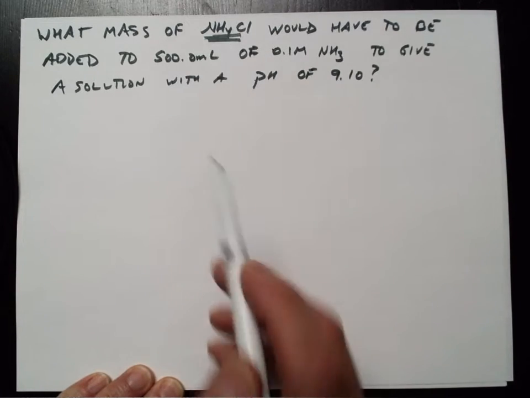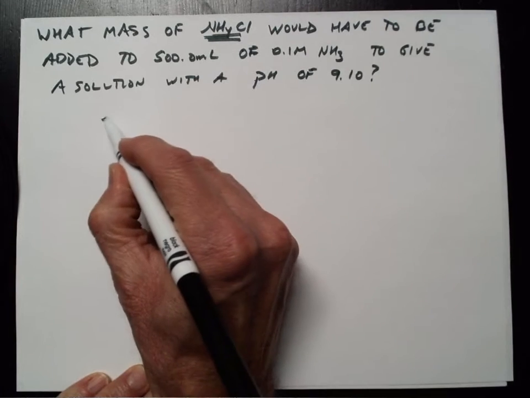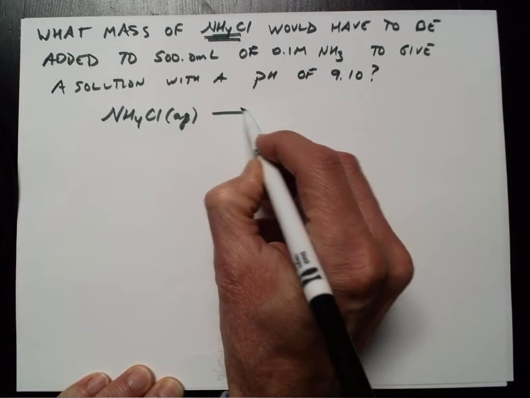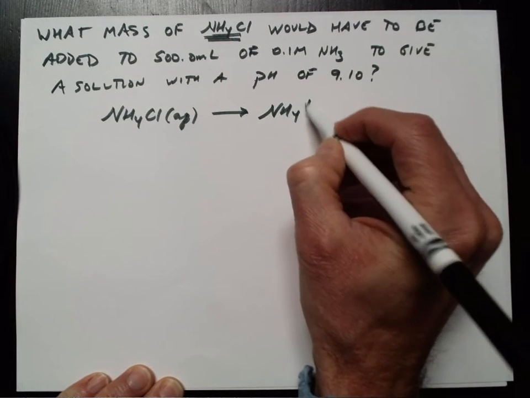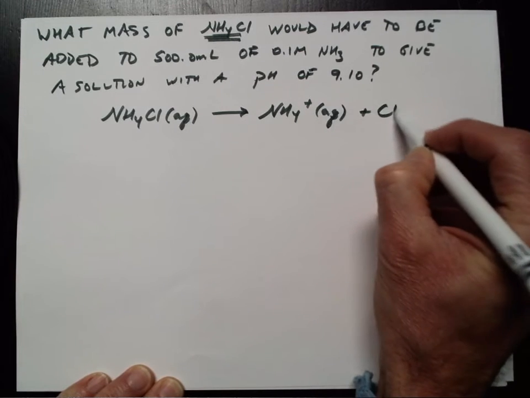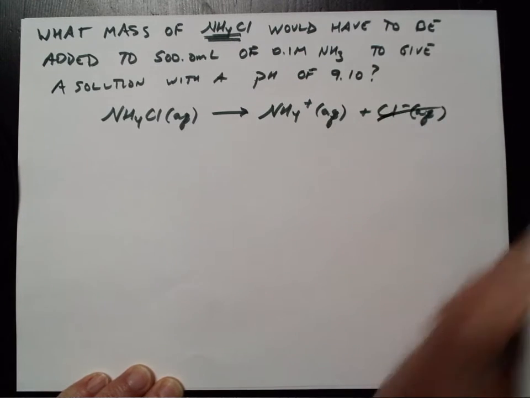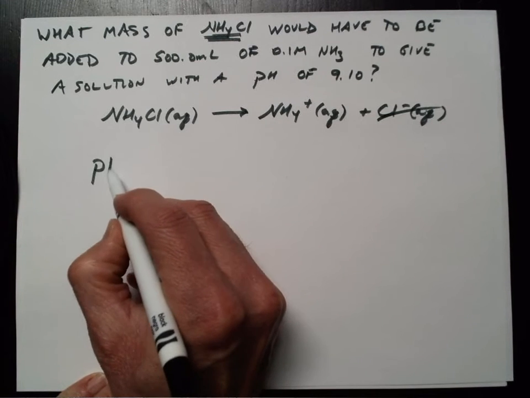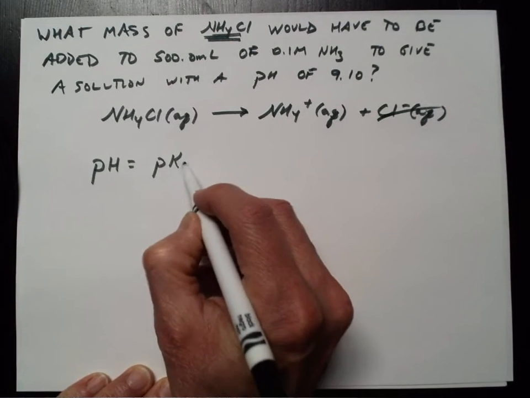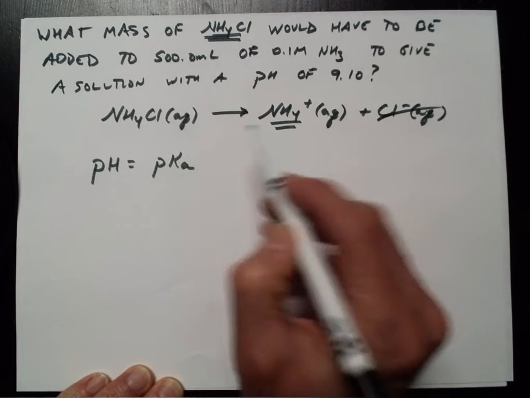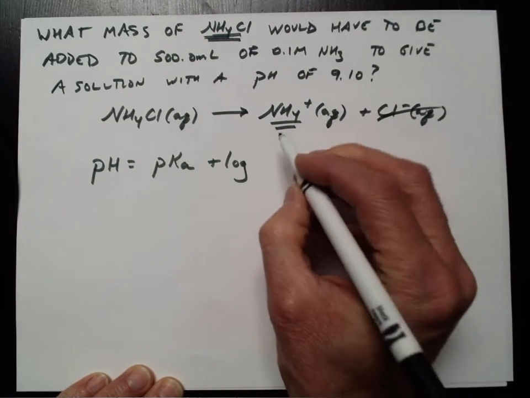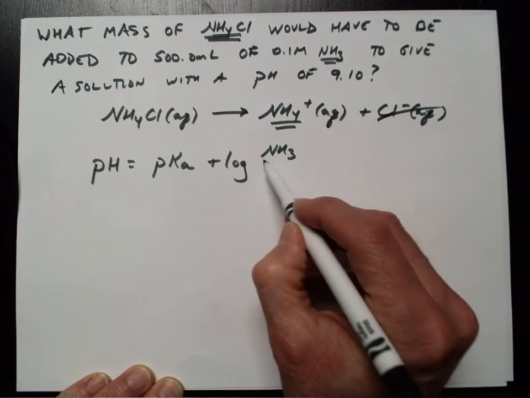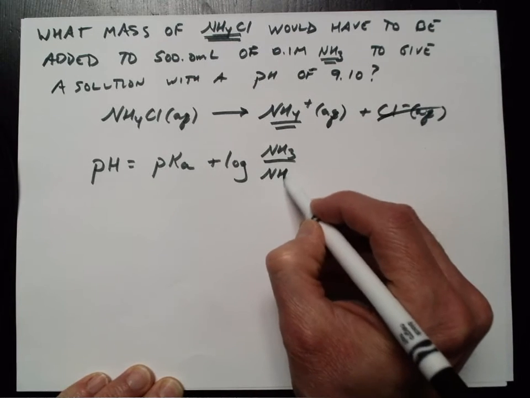This is going to be your conjugate acid in the buffer, because when I dissolve ammonium chloride in solution, it dissociates to ammonium ions and chloride ions. You never have to worry about chloride ions when it comes to pH. So really, we're looking at this equation. The pH is going to be the pKa of ammonium plus the log of the ratio of the conjugate base, which is ammonia, to conjugate acid, which is going to be ammonium.